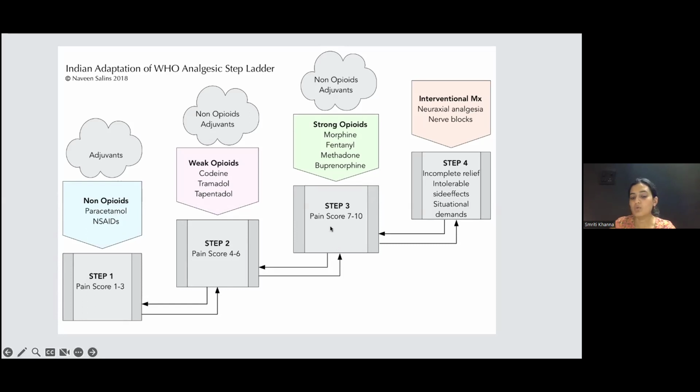And then we come to step 3. Step 3 is at a pain score of 7 to 10. And along with all the non-opioid and adjuvant medications, you will use strong opioids.